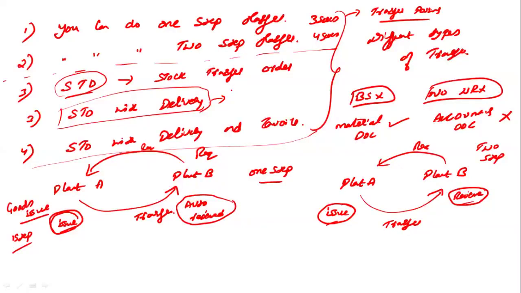Okay. Then we have the third one, STO with delivery with invoice. When the plants are in different company codes, then we use STO with delivery with invoice. Stock transfer with delivery with invoice is used in most of the international cases. That depends on the scenario which business gives us.